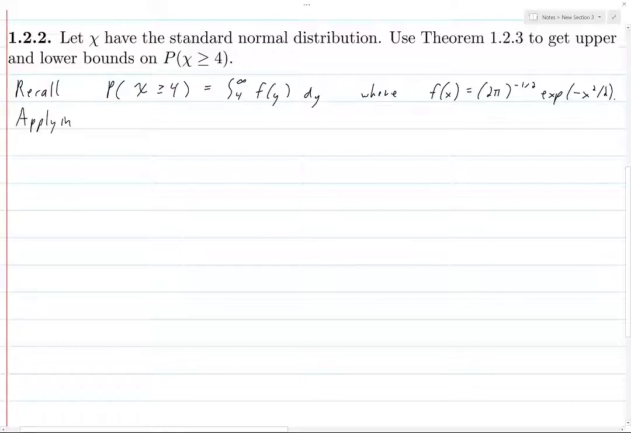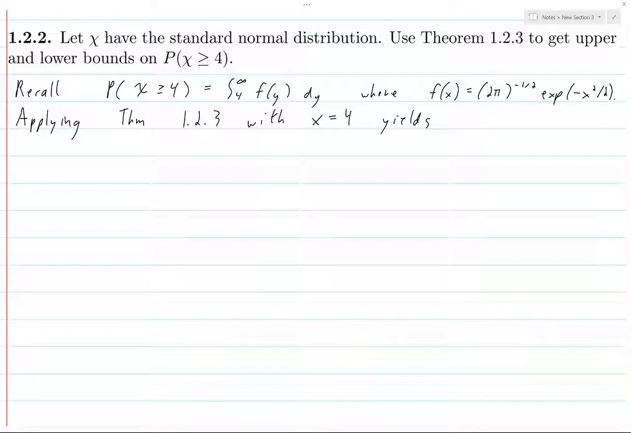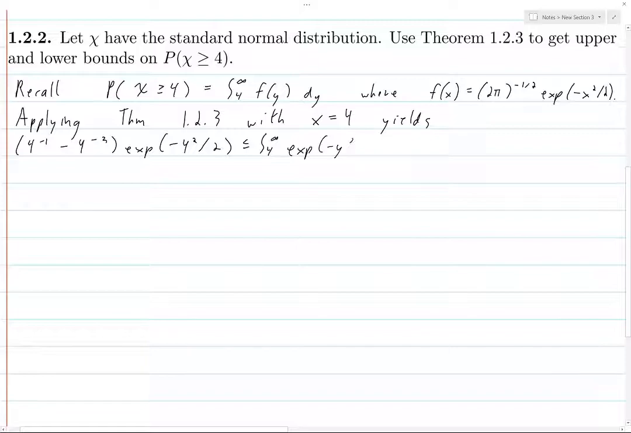So applying theorem 1.2.3 with x equals 4 yields. Now, theorem 1.2.3 gives a bound on the integral from x to infinity of f of y dy. And so we just plug in x equals 4, and we figure out what we get. So we get 4 to the minus 1 minus 4 to the minus 3 times the exponential of minus 4 squared over 2 is less than or equal to the integral from 4 to infinity of the exponential of minus y squared over 2 dy, which is less than or equal to 4 inverse exponential of minus 4 squared over 2.